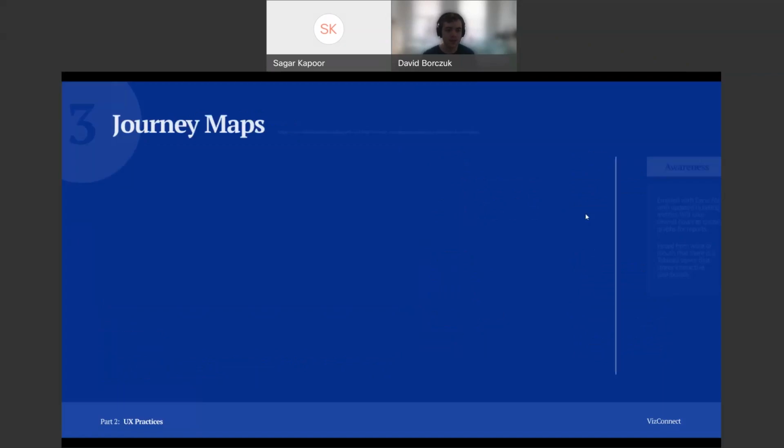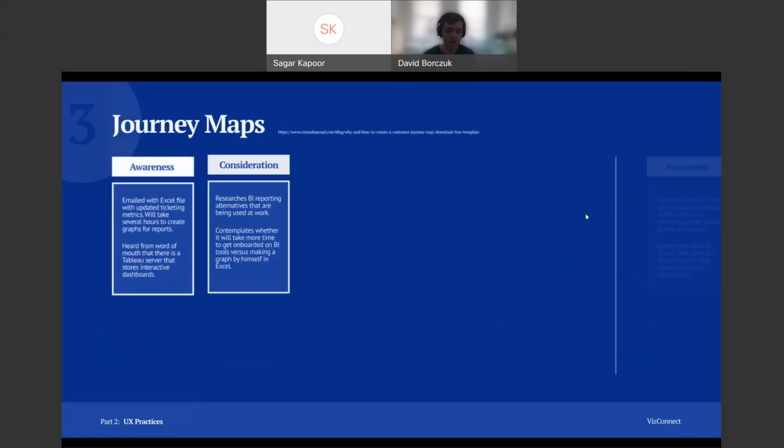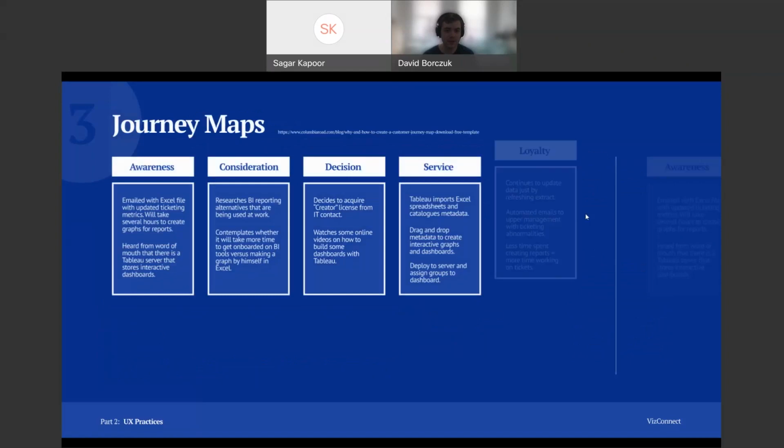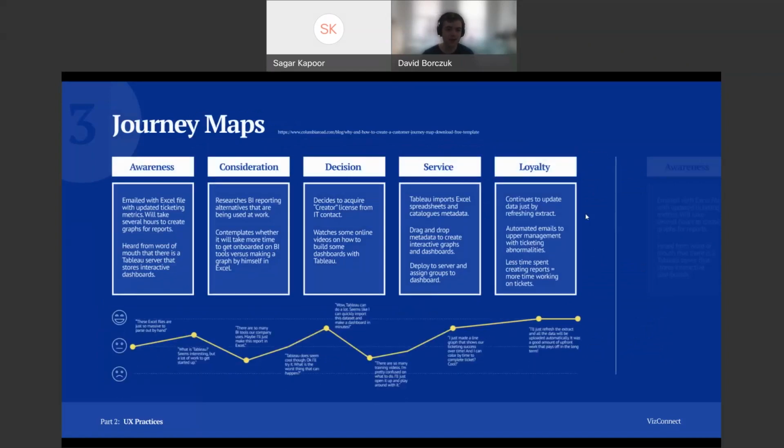Then you want to create something called a journey map. And the journey map is composed of 5 sections: awareness, consideration, decision, service, and loyalty. And I'm not going to go over all the little details on here. You'll be able to access that in the recording. But basically, the awareness section is, this guy gets an email from his IT manager person that there needs to be a graph that needs to be created in Excel.